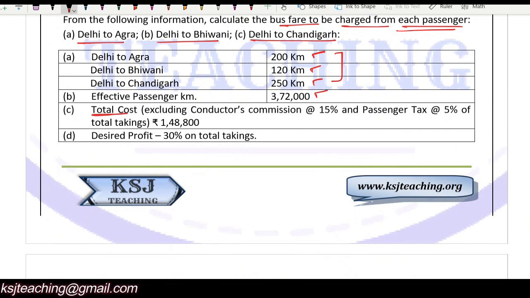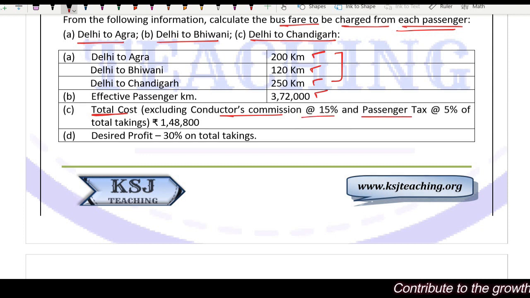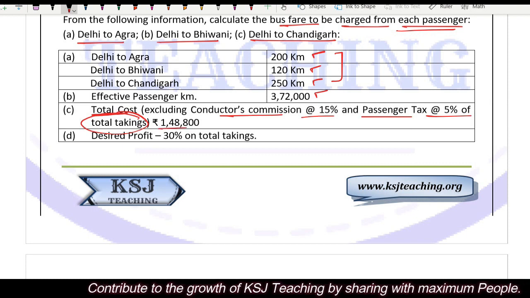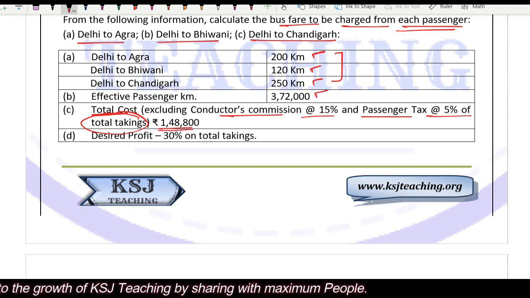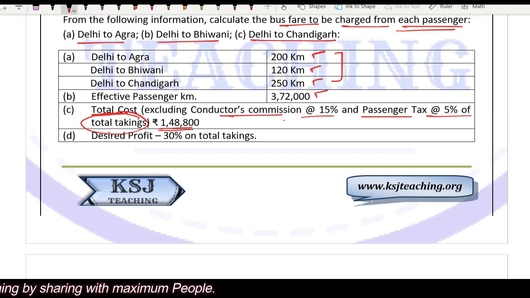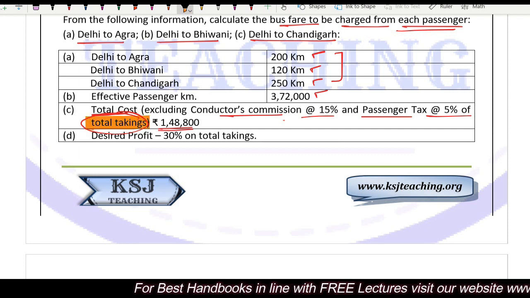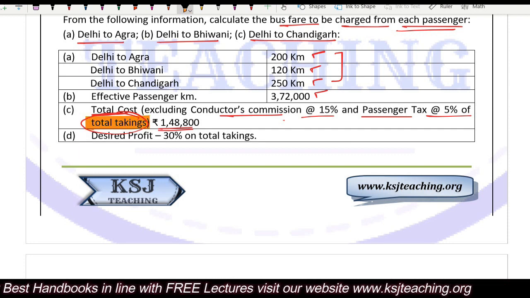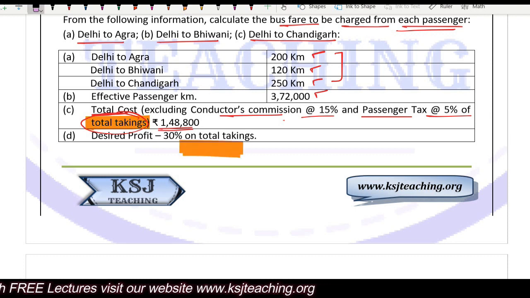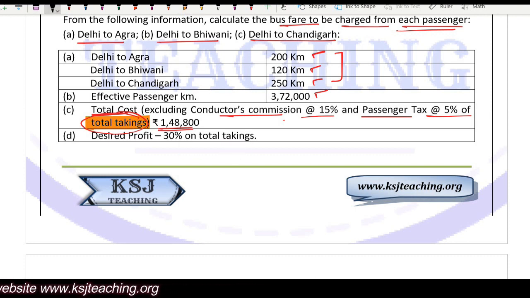Total cost is given, excluding conductor's commission at 15% and passenger tax at 5% of the total takings. This total cost is 1,48,800. Now this total cost excludes the conductor commission and passenger tax, right? Now this conductor commission and passenger tax are 15 and 5% of the total takings. Now sir, this is important: what do you mean by total takings, right? Desired profit is 30% on the total takings.